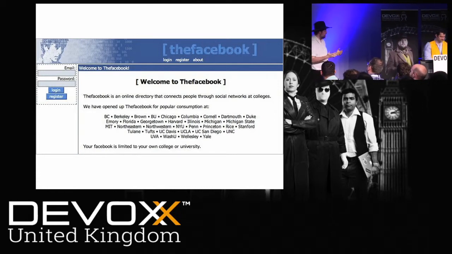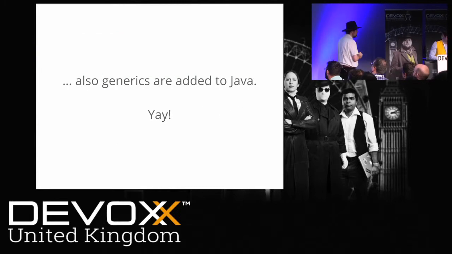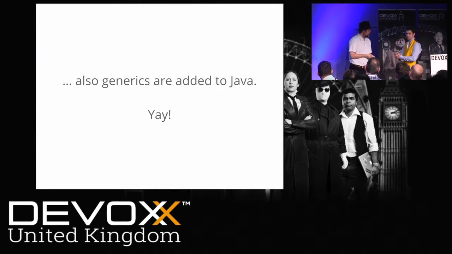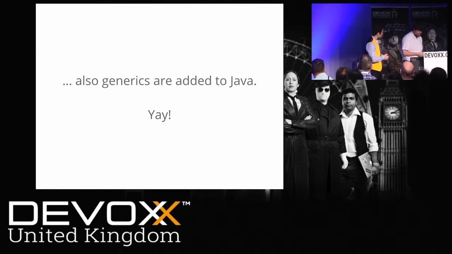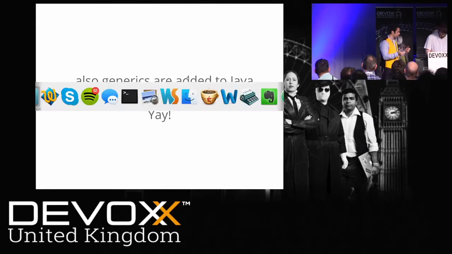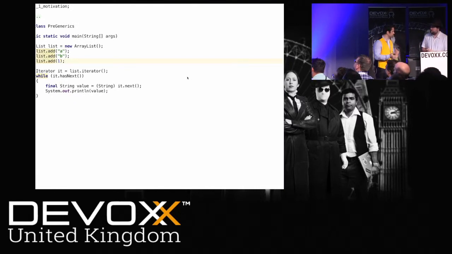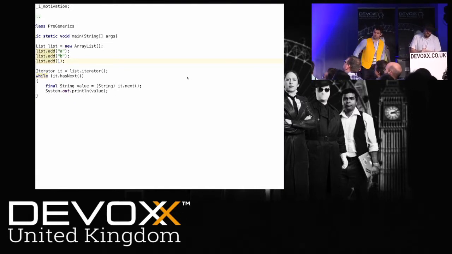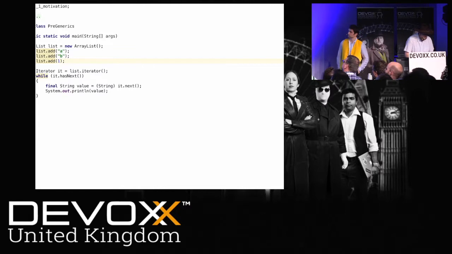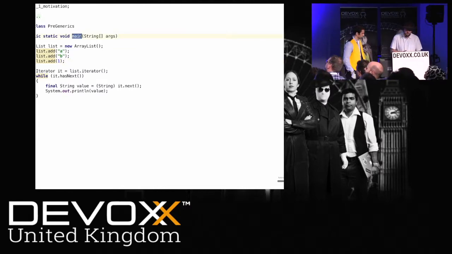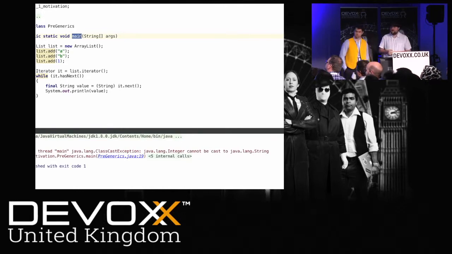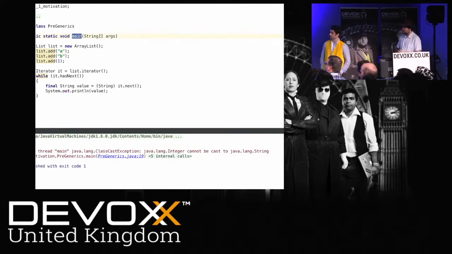Cool. So what else happened in 2004? Well, generics were added to Java officially in 2004. Fantastic. So let's take a look at what they are, how code was written before 2004, and what we can do. Yeah, so here's some vintage Java. That's what we call it, Java without generics. And if we just run this code, we'll see we get a fantastic ClassCastException.